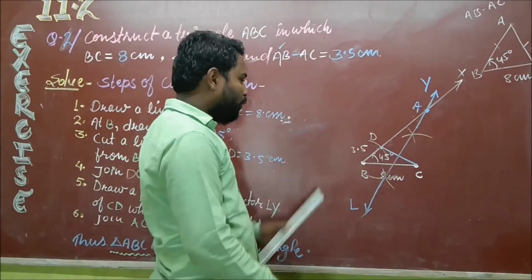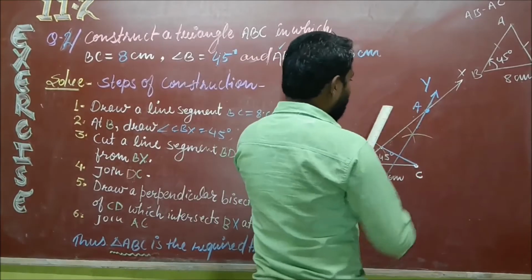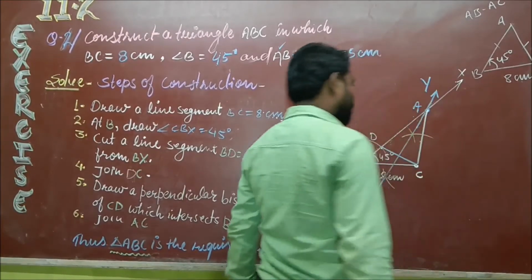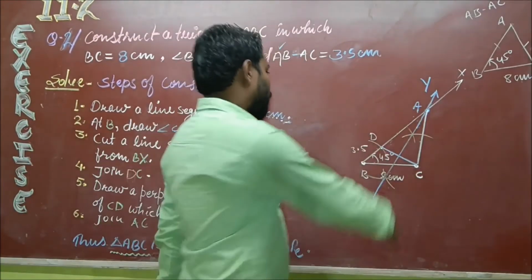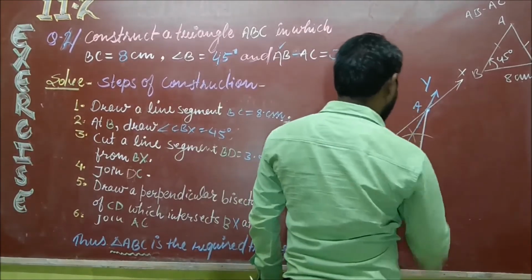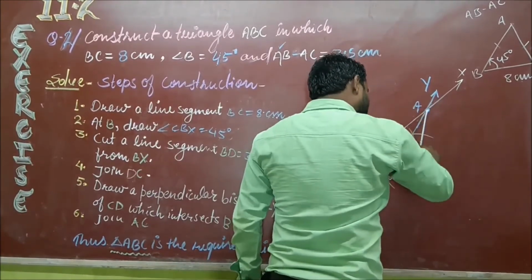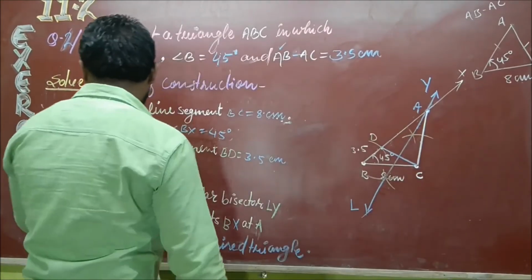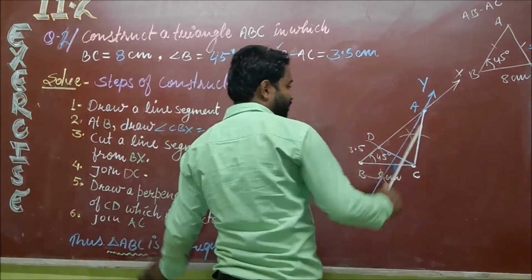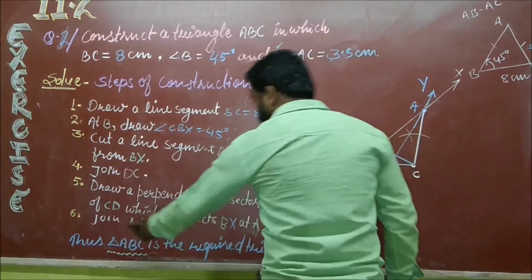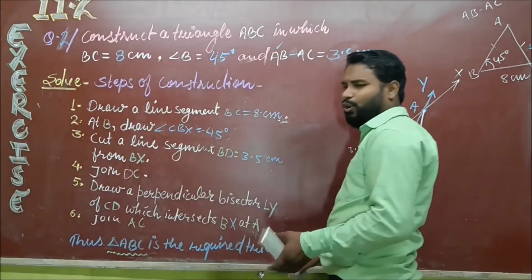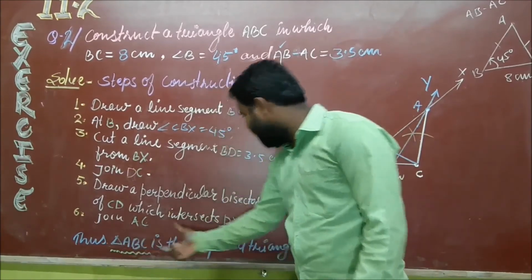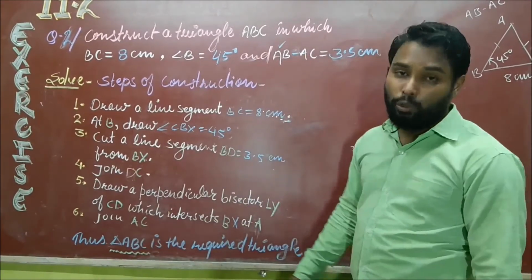And hereafter what do we do? Here I'll join this A with C, and this is going to be the required triangle. So ABC will be the required triangle, but before talking about that, I have to write this in my steps of construction. So you can see here I have written join AC because this is normal joining, you know. And at last, when we get the triangle, we write thus triangle ABC is the required triangle.